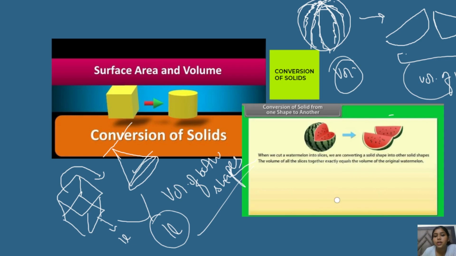Let's suppose this is a cuboidal tank. This is a cuboidal river, or you can say tank. You have transferred this water into a cuboidal tank, so this tank will be completely full up to the brim, and this river is also full.